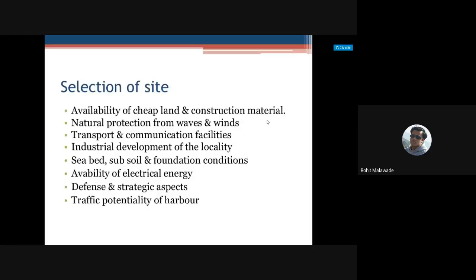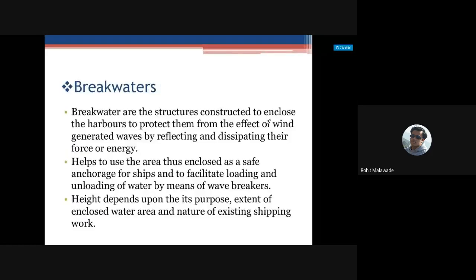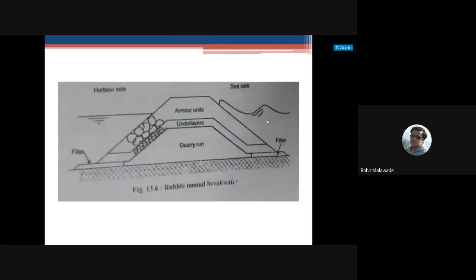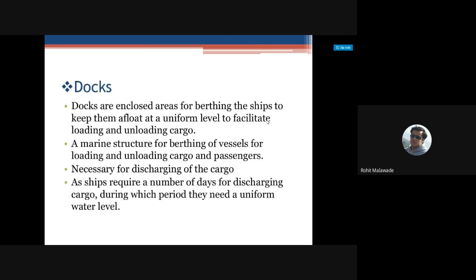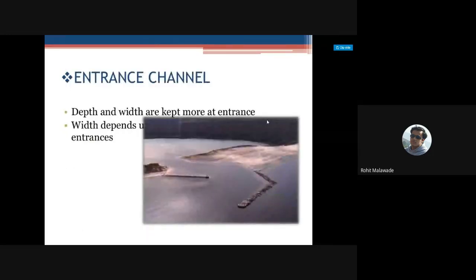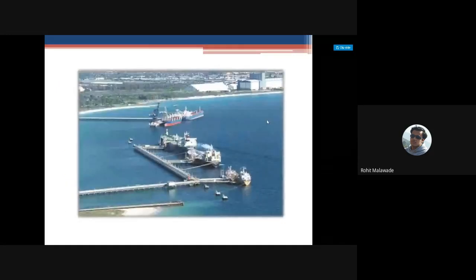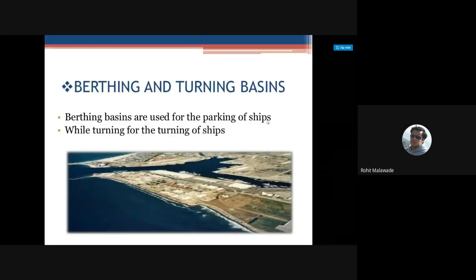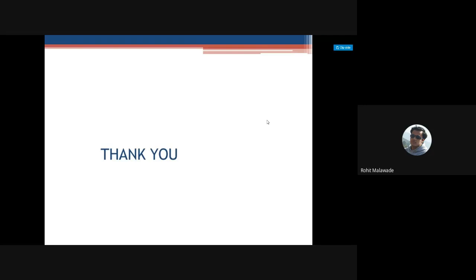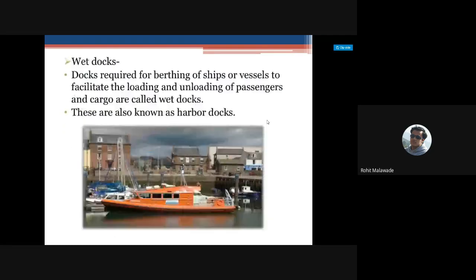Okay. Next, we will see what are the different components or features of a harbor, right? We will see different features of the harbor. So this is the breakwater. This is regarding your docks. This is your entrance channel. This is your jetty, berthing and turning basin, all right? And then this is your pier head, right? So all these different components we are going to see one by one.